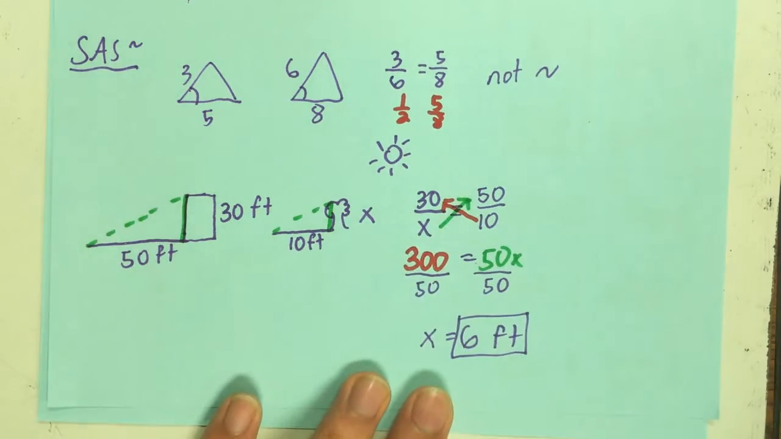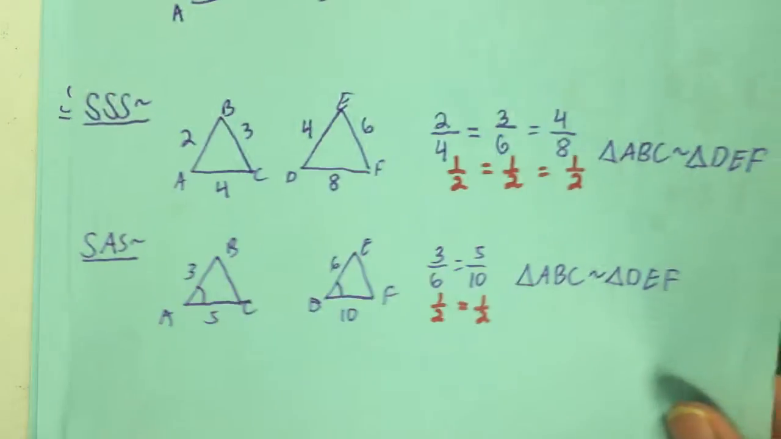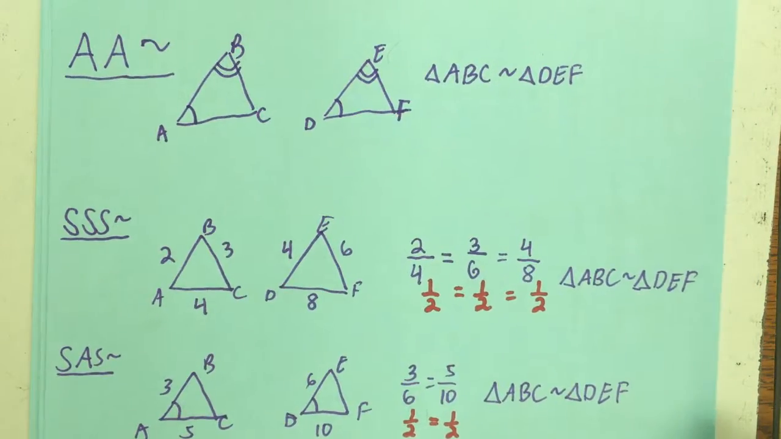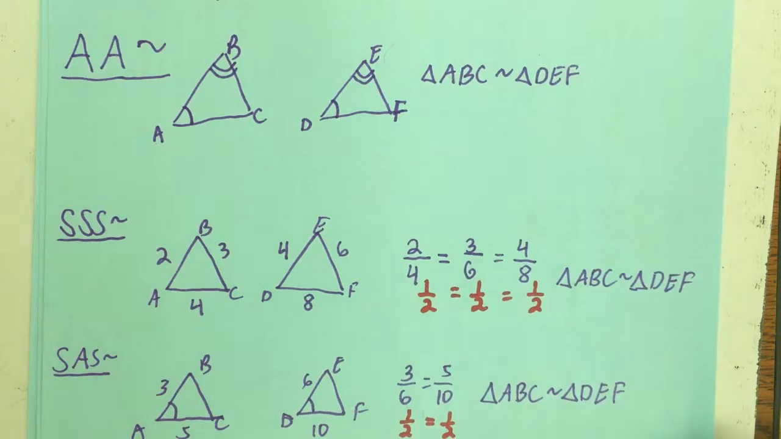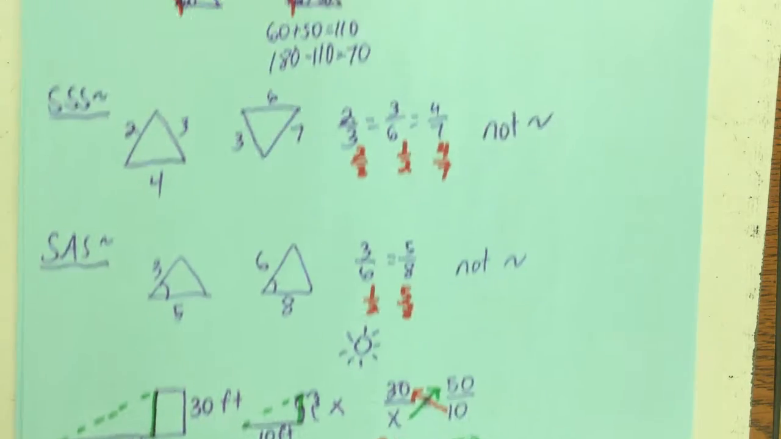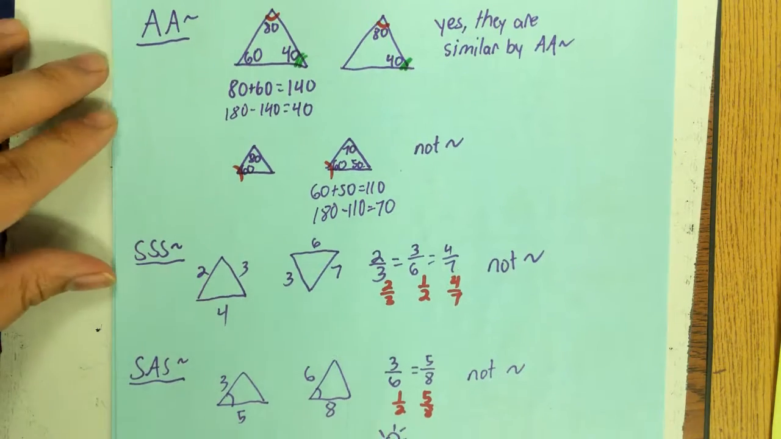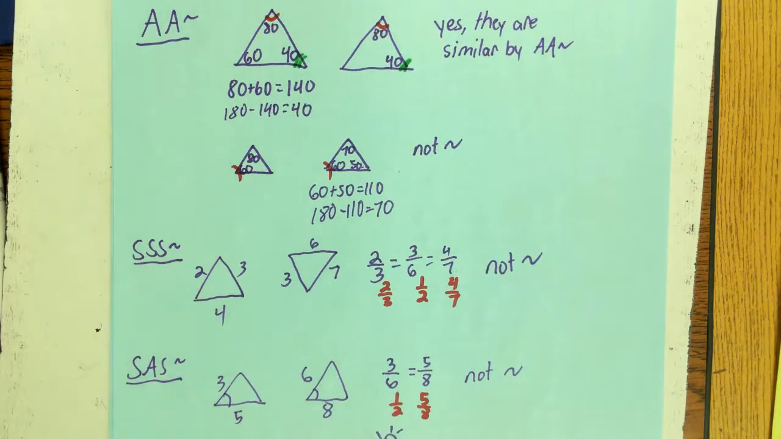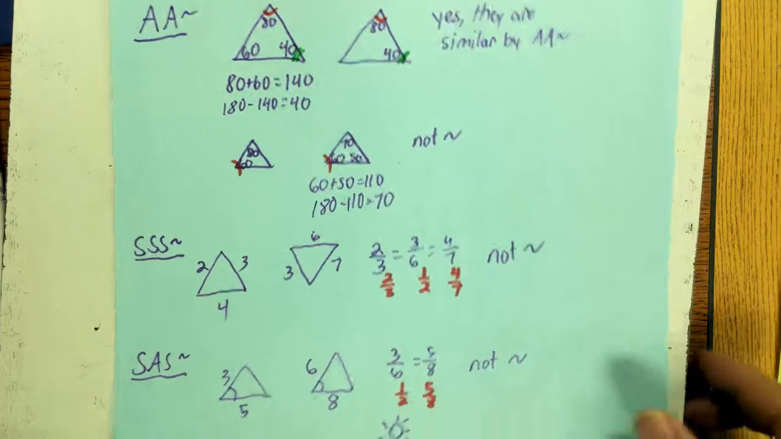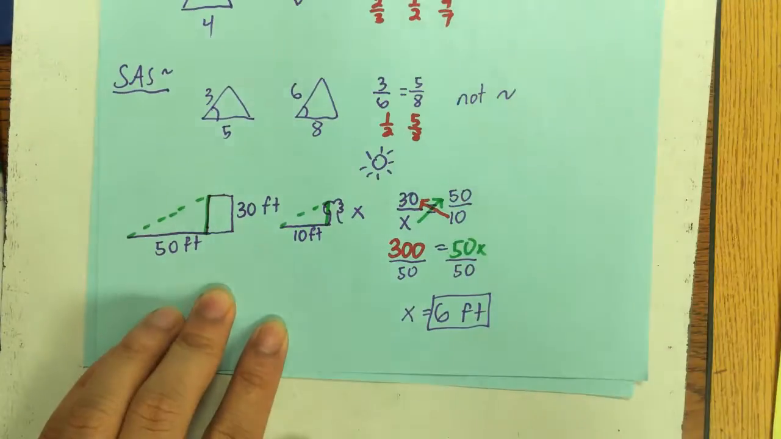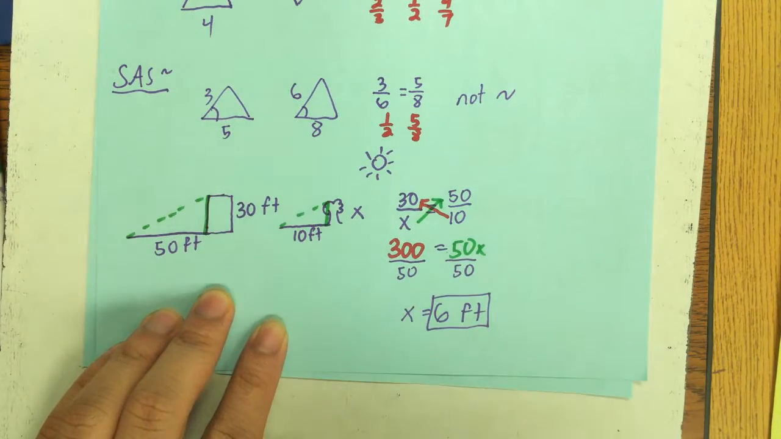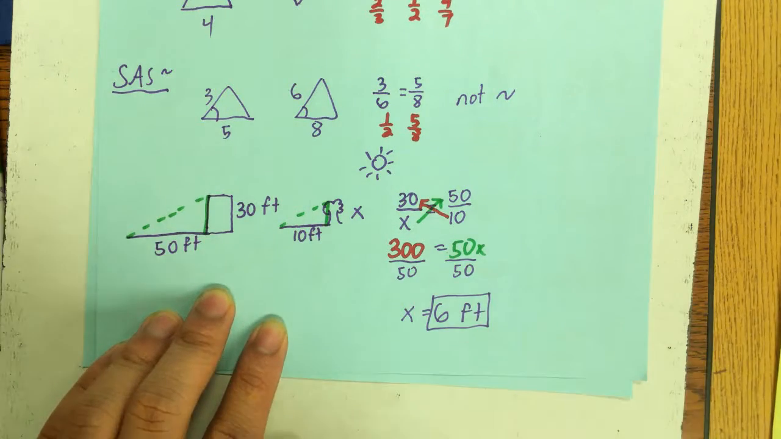So there you have it. Here are the three ways to determine if triangles are similar. The types of questions we can ask are, are these triangles similar or not? And we can have problems associated with it, where if we know that the triangles are similar, or they told us the triangles are similar, we can set up our proportion to solve for x.